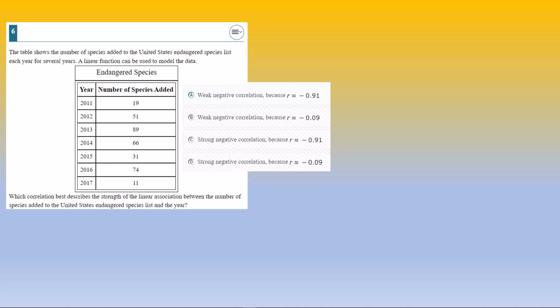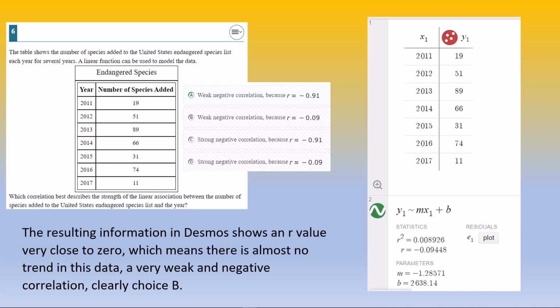Here is another question to try. Pause the video, read through the problem carefully, use Desmos to find your answer. The resulting information in Desmos shows an R value very close to 0, which means there is almost no trend in this data, a very weak and negative correlation, clearly choice B.